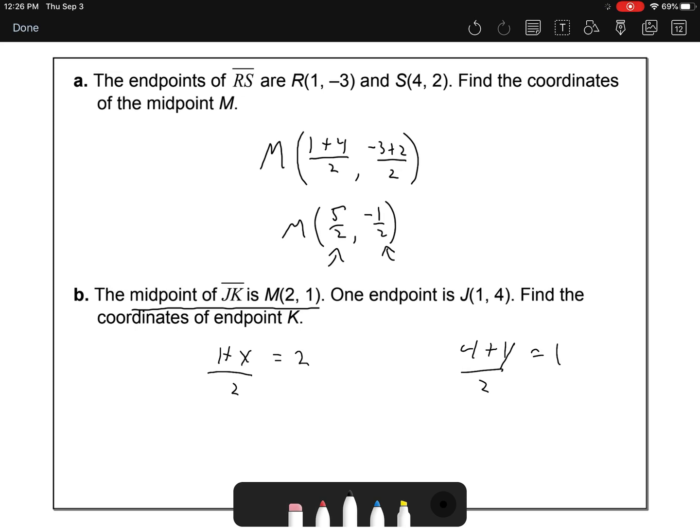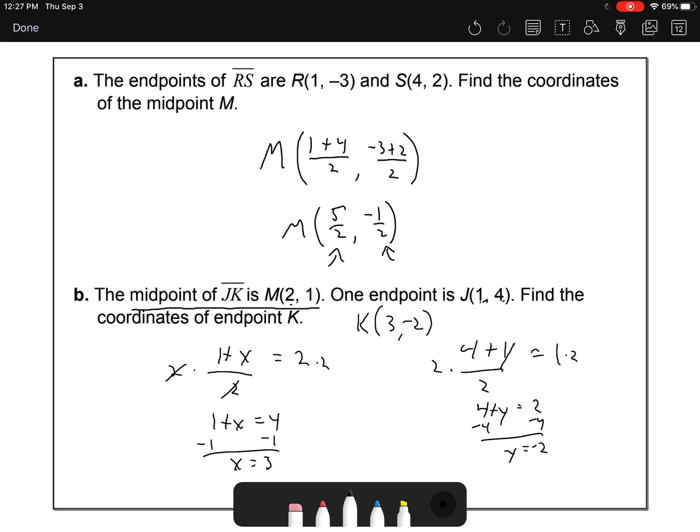That equals 2 and 1, and then I'd have to divide by 2, correct? So 1 plus x divided by 2 gives you 2. 4 plus y divided by 2 gives you 1. And then it's simply algebra. Multiply both sides by the denominator. You get 1 plus x equals 4, so x is 3. Multiply by 2, 4 plus y equals 2. Subtract 4, y is -2. So the other endpoint, K, is (3, -2).